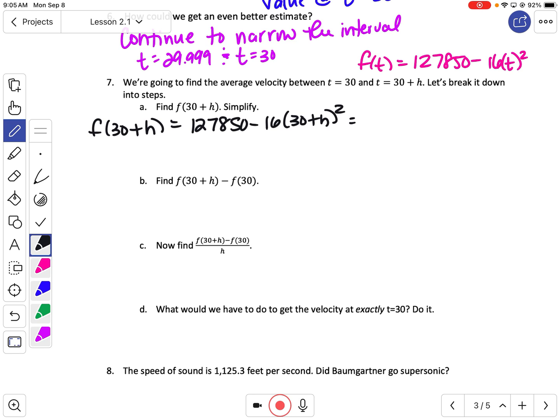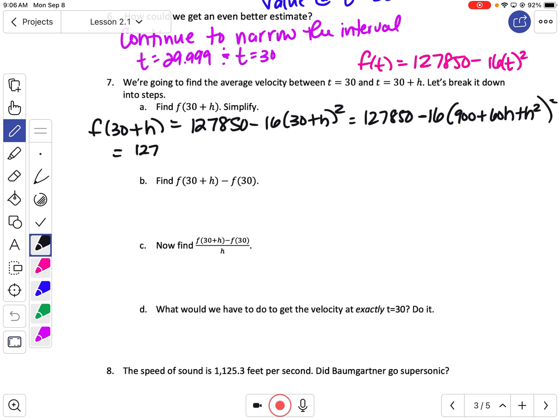I keep 127,850 minus 16 times, if I square 30 plus h, that means 30 plus h times 30 plus h, right? So I square the first, which would be 900. I multiply those together and multiply by 2, so 60h plus h squared. All right, so we're just doing some algebra. You should write this down because you're going to be doing a lot of this today. And so then we continue the process of just simplifying.